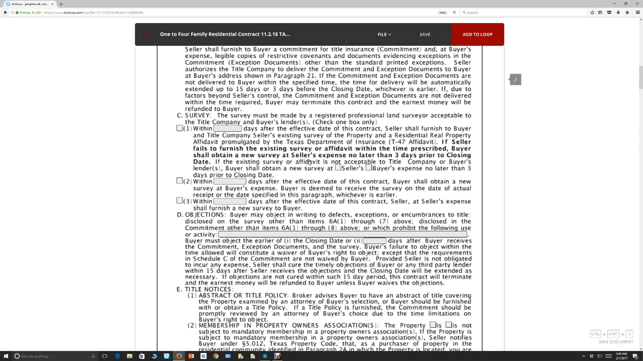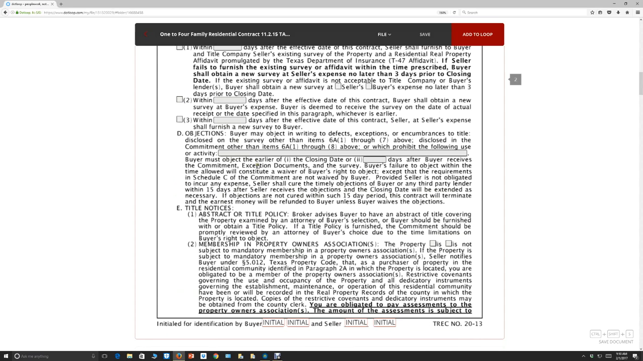If the existing survey or affidavit is not acceptable to the title company or to the buyer's lender, buyer shall obtain a new survey at the seller's or buyer's expense. Check one of these boxes. You need to check one of these. More likely than not, it's going to be the buyer's expense because it's the buyer's lender that's asking for a new survey. If no survey is available, you will check either 2, that the buyer is going to obtain and pay for a new survey, or 3, that the seller is going to obtain and pay for a new survey.